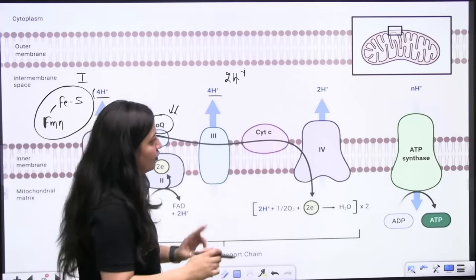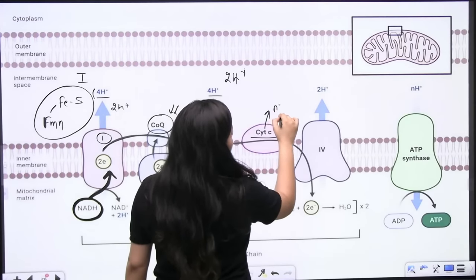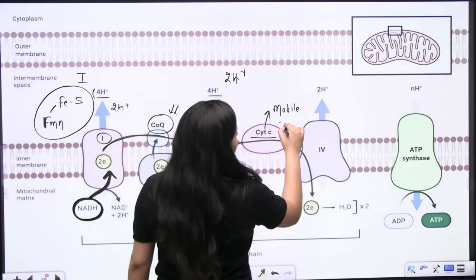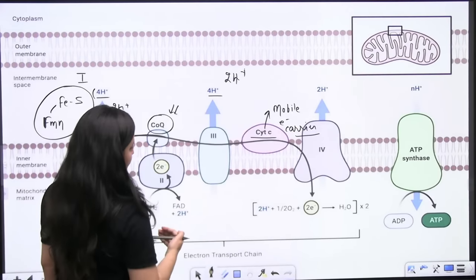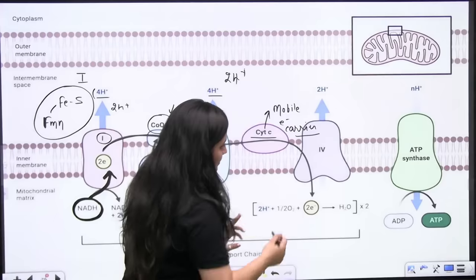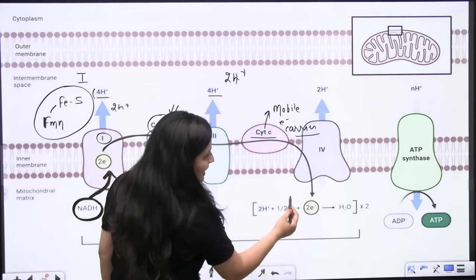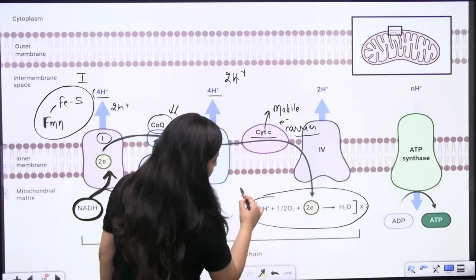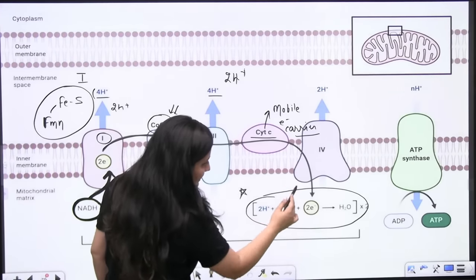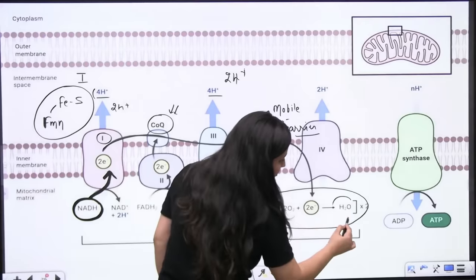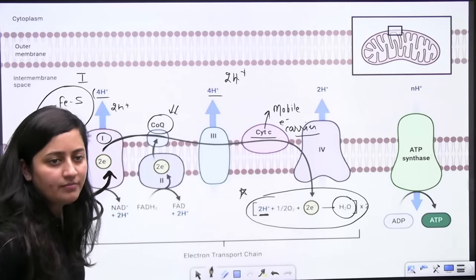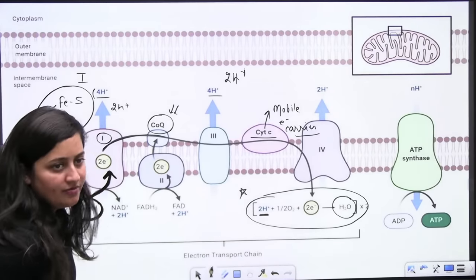Okay. Then from 3 to 4, how will it pass? With the help of cytochrome C, which is a mobile electron carrier. It is movable. It is more towards the intermembrane space. Then from 4, ultimately the terminal acceptor is your oxygen. It will accept these electrons and take up 2H positive. H2O will be formed. Water will be formed ultimately.